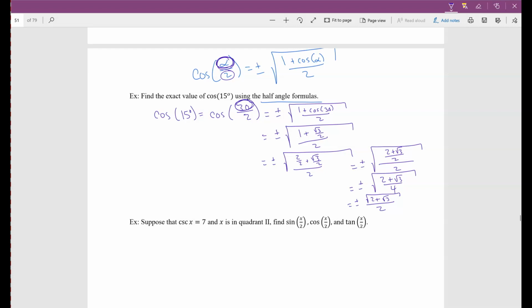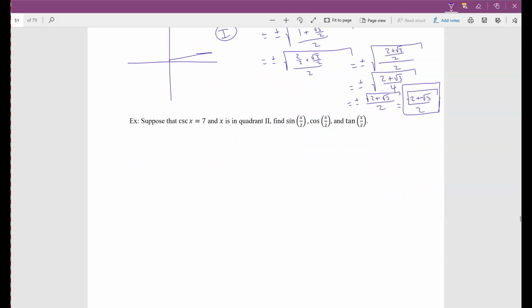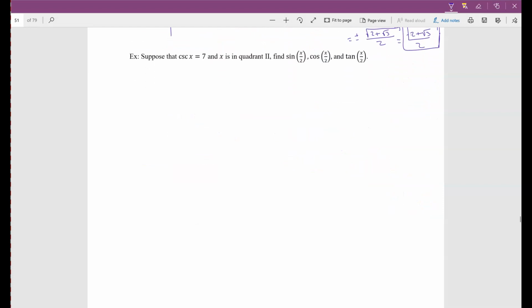Now, which one is it? Is it positive or negative? If we look at 15 degrees, 15 degrees is in quadrant 1, and in quadrant 1, all of them are positive. So we're going to choose the positive one: the positive square root of 2 plus square root of 3, divided by 2. That's going to be the answer. So we can also figure out the exact value using the half angle identities. Now let's do this other problem.